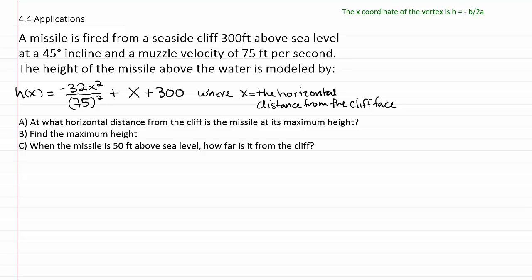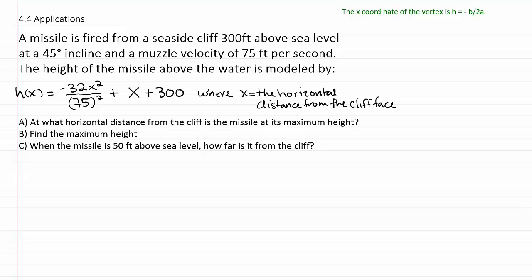A missile is fired from a seaside cliff 300 feet above sea level at a 45-degree incline and a muzzle velocity of 75 feet per second. The height of the missile above the water is modeled by this equation: h of x is equal to negative 32x squared over 75 squared plus x plus 300, where x is the horizontal distance from the cliff face.